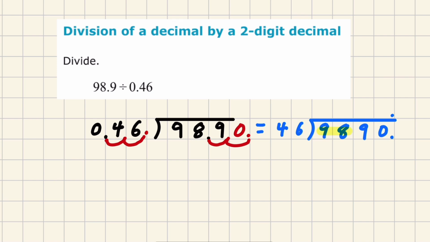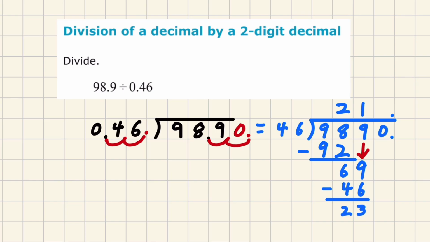46 goes into 98 2 times. 2 times 46 is 92. Subtracting, we have 6. Bring down the next digit, which is 9. 46 goes into 69 just once. 1 times 46 is 46. Subtracting now gives us 23.